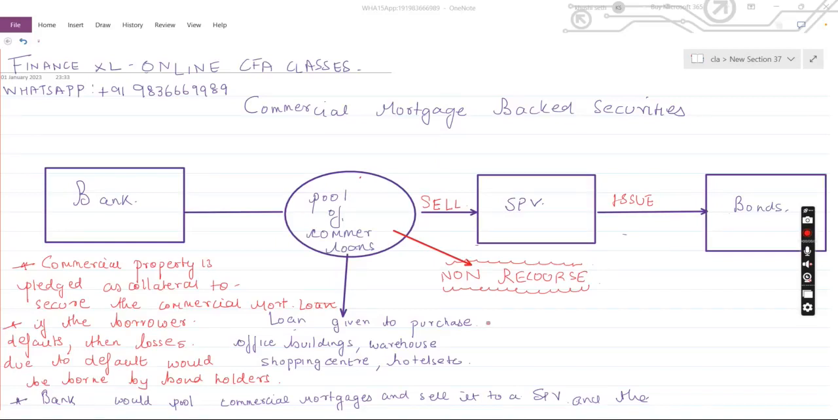Today we will be discussing commercial mortgage-backed securities. Now, let us quickly discuss the structure of commercial mortgage-backed securities. Now, what a bank or what a lender would do is that it would pool its commercial mortgage loans.